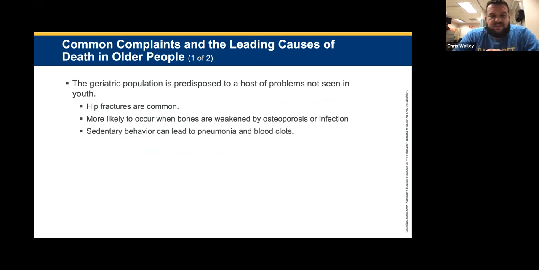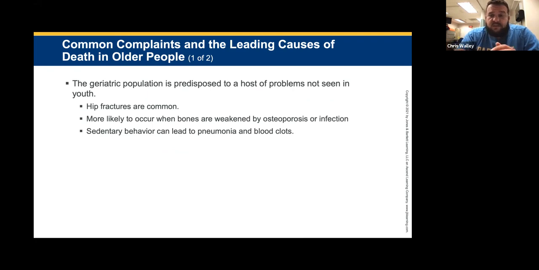Some of the common complaints that we get: the changing physiology of a geriatric patient predisposes this population to a host of problems you're not going to see in their youth. A simple rib fracture in an 80 or 90-year-old can result in pneumonia or even death. Their health does not allow them to get any healthier. A hip fracture from a low mechanism fall, just walking around, slip, trip, and fall, is common in this age group, and the people may have dire consequences.